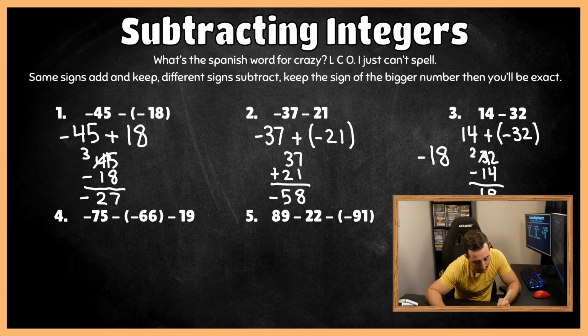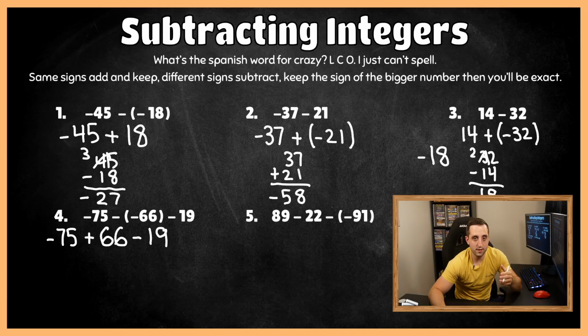So let's go ahead and focus on using LOCO just for the beginning half of this problem. So we're going to leave negative 75. We're going to change subtraction to addition, and negative 66 is going to turn to the opposite, and then I'm just going to bring down negative 19 and completely ignore it for right now. Now we have negative 75 plus 66. Well, using our adding integers rule, different signs we're subtracting. So we have 75 minus 66.